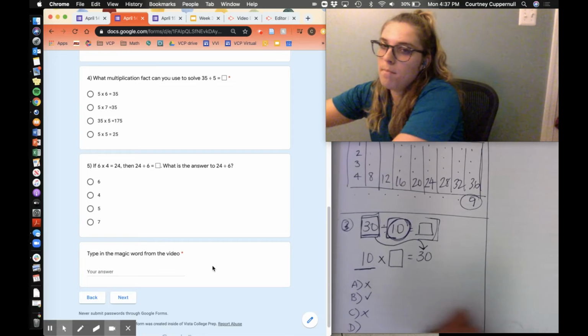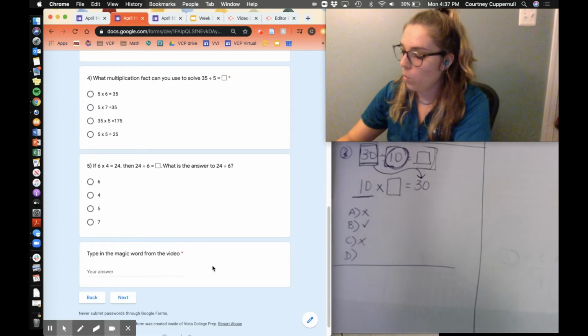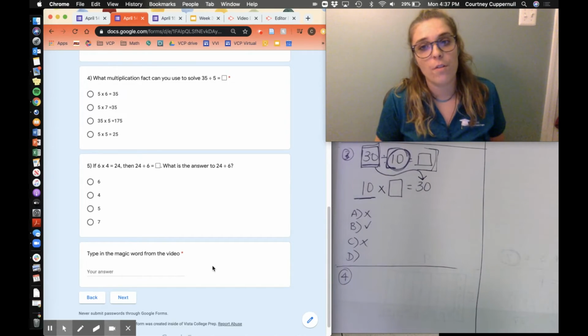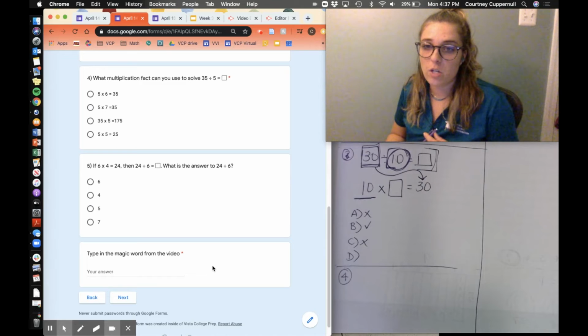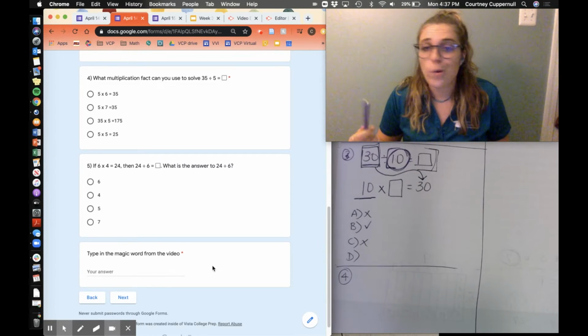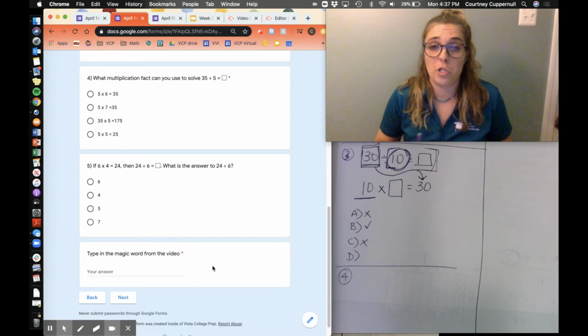What multiplication fact can you use to solve 35 divided by 5 equals box, the unknown? So the previous problem, we didn't plug any number in to help us actually solve. We were just looking for the multiplication equation that we could use. In this case, we're looking for the exact one we would use to solve.